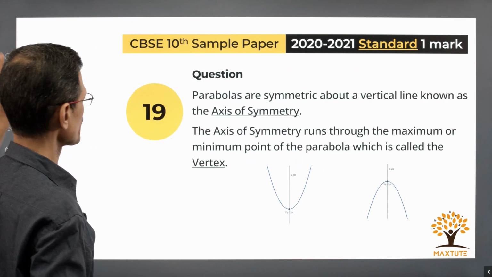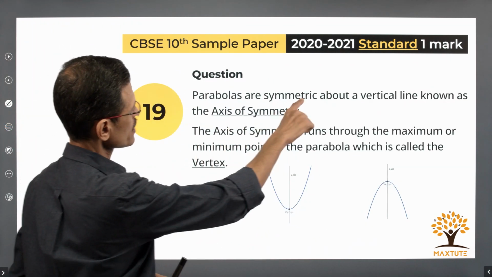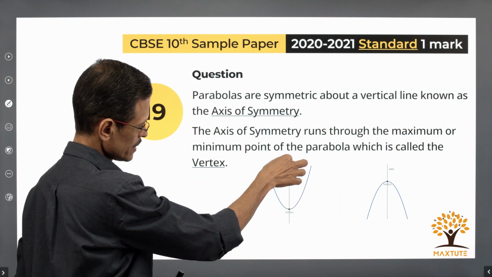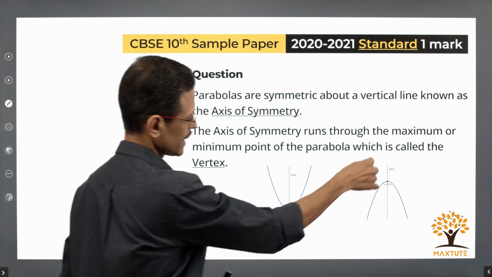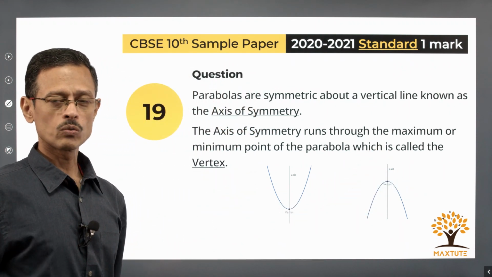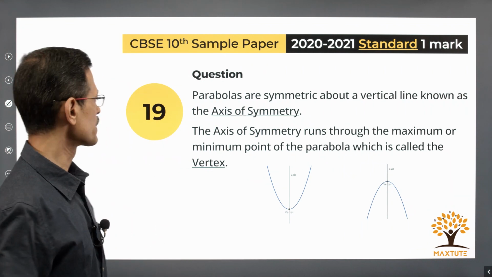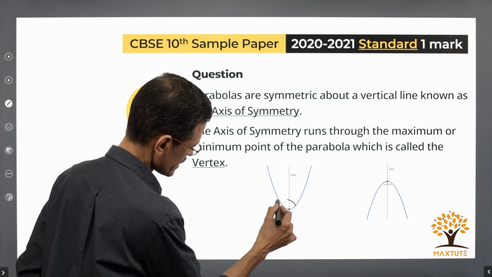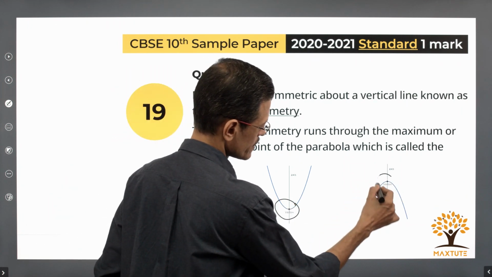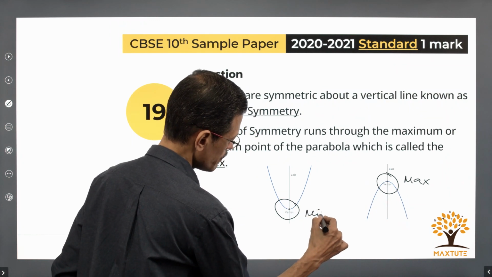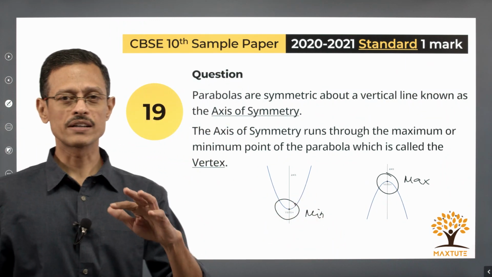There are a couple more pieces of information given about the parabola. Parabolas are symmetric about a vertical line known as the axis of symmetry, right? Look at this parabola. This is the axis of symmetry, a vertical line. Look at this parabola also. This is the axis of symmetry. There are 2 more points, 1 point for each of these parabolas. The axis of symmetry runs through the maximum or minimum point. In this case, it's running through the minimum point. In this case, it's running through the maximum point. And that point is called the vertex, right?